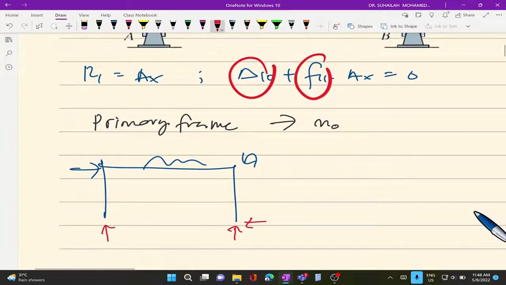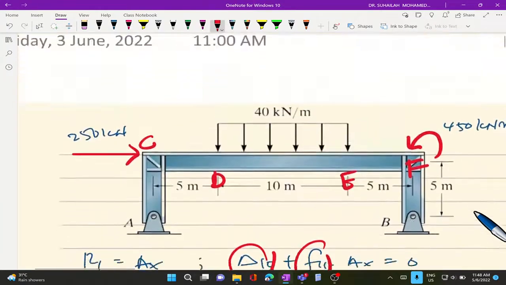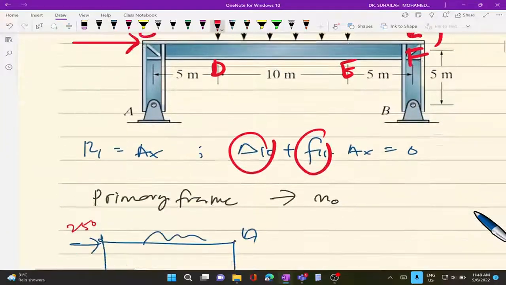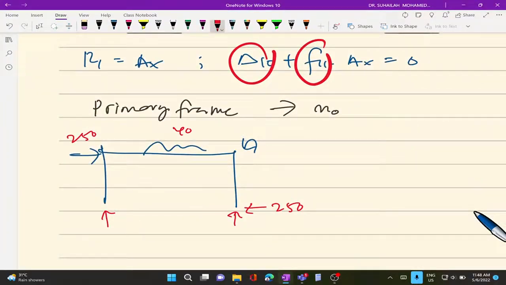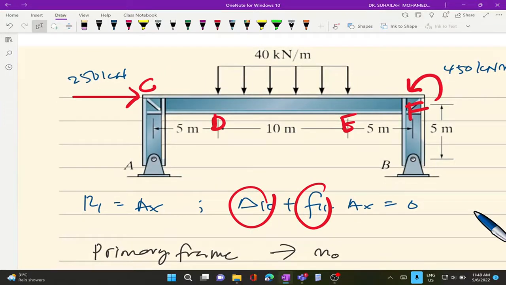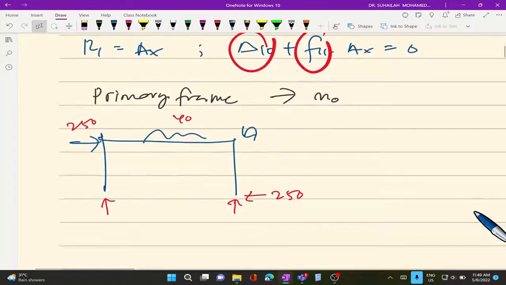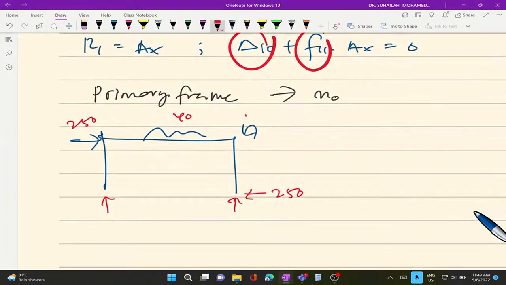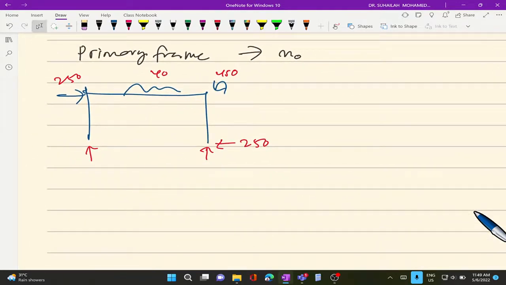Of course, this will be equal to 250, right? UDL is 40. We still use the same distance, the same height, and we have moment 450. Okay, so we want to calculate AY value and DY value.